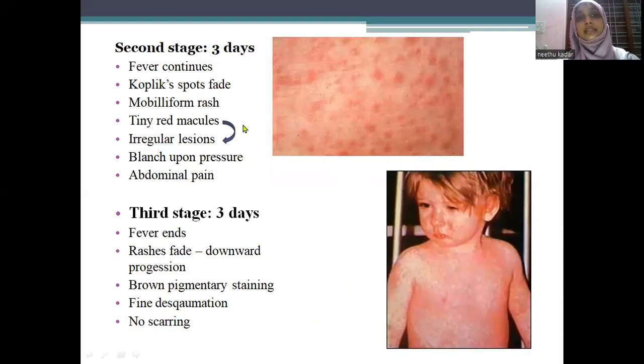The second stage is also a 3-day stage. Again the fever continues, the Koplik spots fade, and the child can have maculopapular rashes, which are tiny red markings and irregular lesions. They blanch upon pressure and can also cause abdominal pain. The third stage is also 3 days. Here the fever ends, rashes fade with downward progression, and brown pigmentary staining can be seen. There is only 5-day desquamation without any scarring.